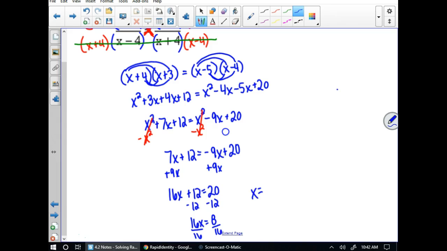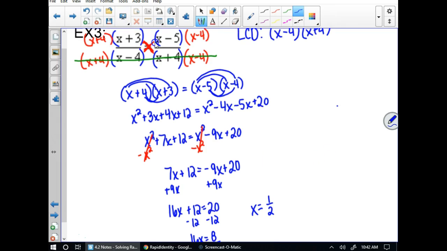What is 8 divided by 16? 1/2. There. And then you always want to go back up to the original equation and see if it would give you a 0 in the denominator. So in this case, if I put a 1/2 here in each one of these places, does it give me a 0 in the denominator? It does not. In this case, what numbers would? What numbers can we not have?